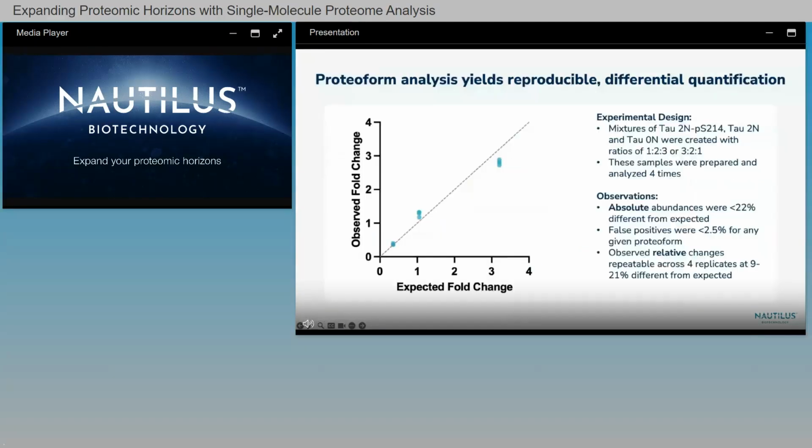First, we did want to verify that one was able to have quantitative measurements. For this, we mixed different proteoforms recombinantly together in different ratios and validated that the quantification was accurate and reproducible.